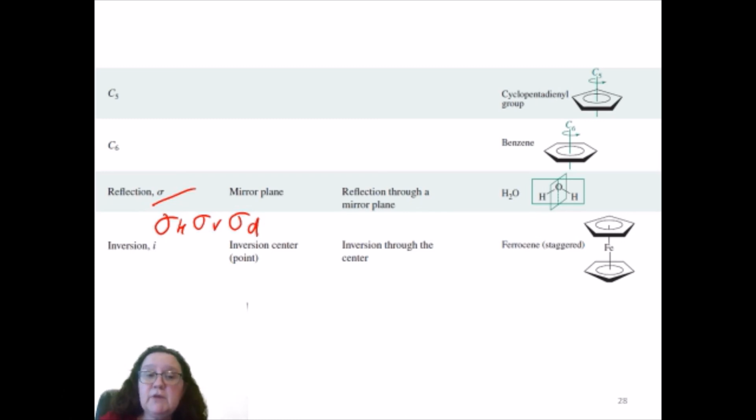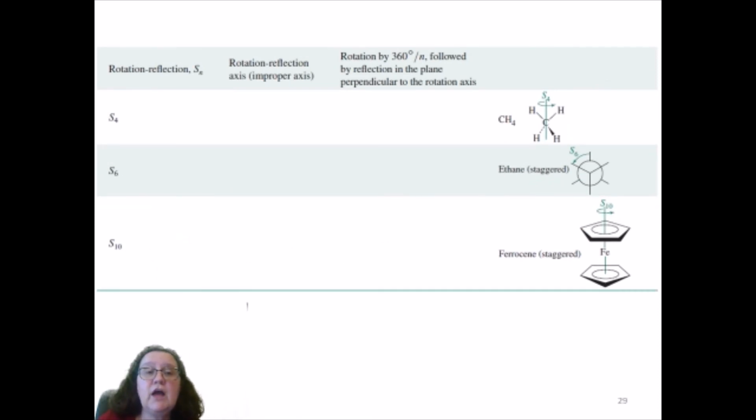Molecules can also have an inversion center, I. And finally, molecules can also have rotation reflection axes, improper axes, which is a rotation about that axis, C2, 3, 4, 5, 6, whatever integer, followed by reflection in a mirror plane which is perpendicular to that rotation axis. And we've got here an example of S4, the molecule of ethane in staggered configuration, and S6, and even the ferrocene, you can have quite high integers, an S10.